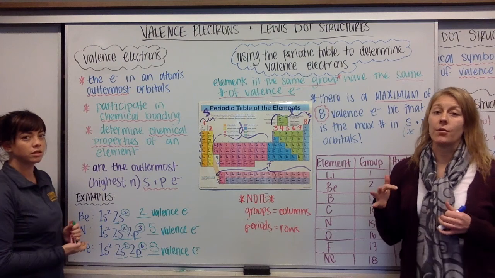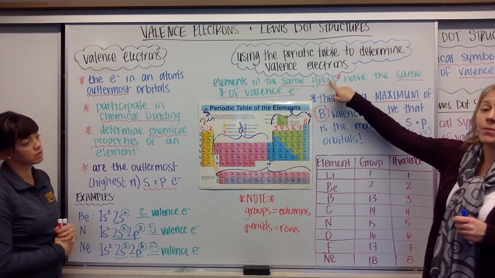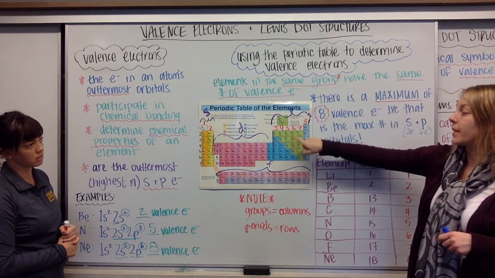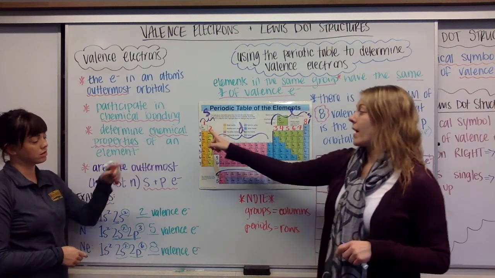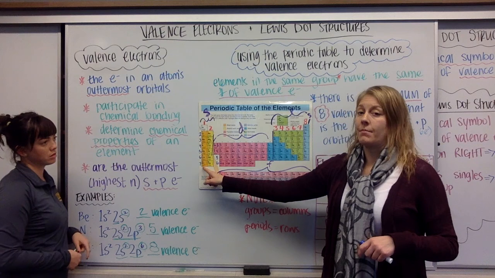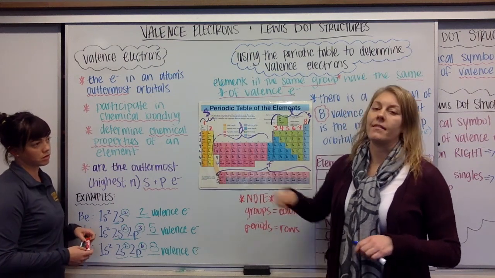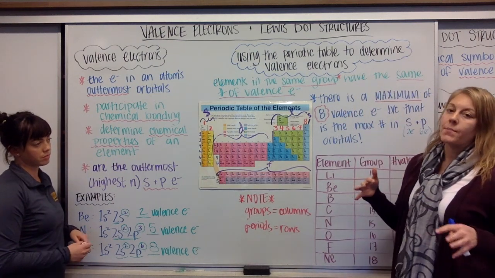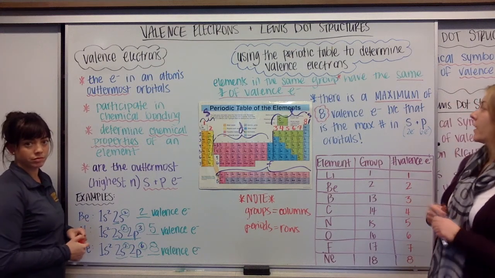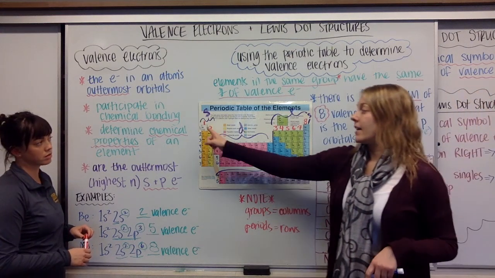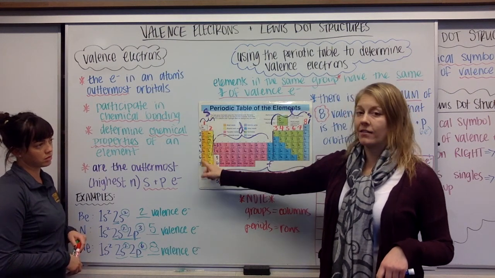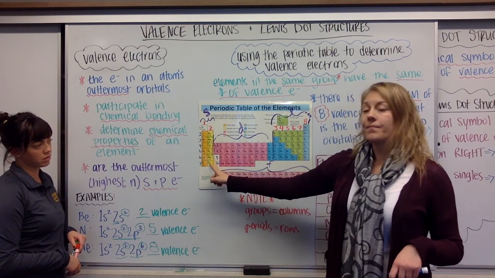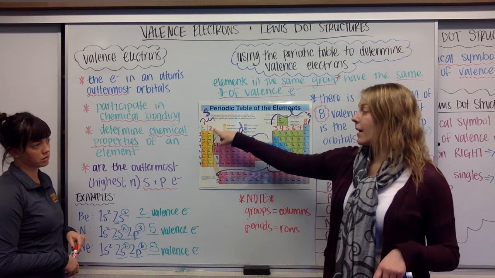So the important thing to know here is that elements in the same group, and by that we mean the same column, have the same number of valence electrons. So every element under hydrogen has the same number. Every element under beryllium has the same number. The way we read the periodic table to determine the number of valence electrons is that hydrogen's group all has 1 valence electron. These are the alkali metals. Alkaline earth metals, under beryllium, they all have 2 valence electrons.